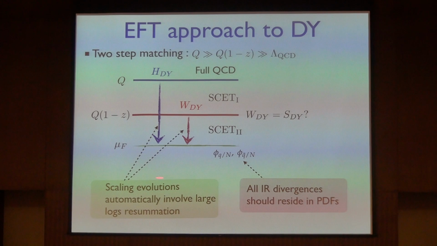Finally, at the factorization scale, we can obtain these two parton distribution functions. As in QCD, in the effective field theory all the infrared divergences should reside in these two parton distribution functions. Okay, this is our desirable effective field theory description for the structure function near the endpoint region.